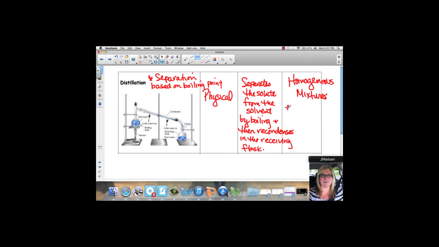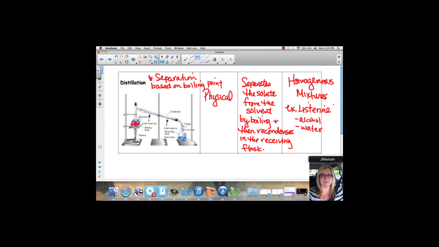And a good example of this is Listerine. And I'm going to explain that. So, over here in this flask, I would have my Listerine. Okay? And Listerine is made up of alcohol and water. So as I said, Listerine's made up of alcohol and water, and alcohol has a lower boiling point than water.